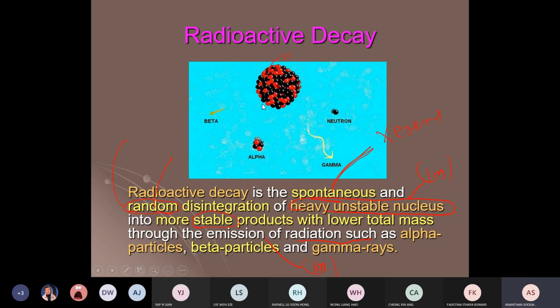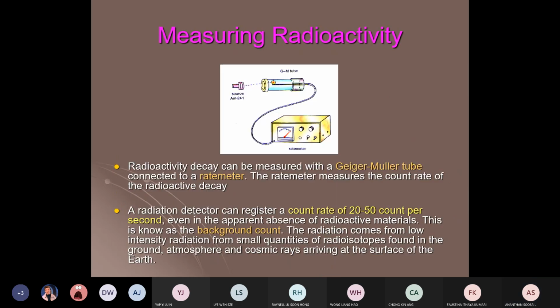So now let's go in depth into the calculation part. This is a useful setup. If a design experiment comes out about radioactivity, how do you measure the radioactivity of a source? What instrument do you use? We use a GM tube, a Geiger-Müller tube, connected to a rate meter. In O level maybe you only know the GM tube, but in A level you have to say the GM tube connected to a count rate meter, which measures the activity.